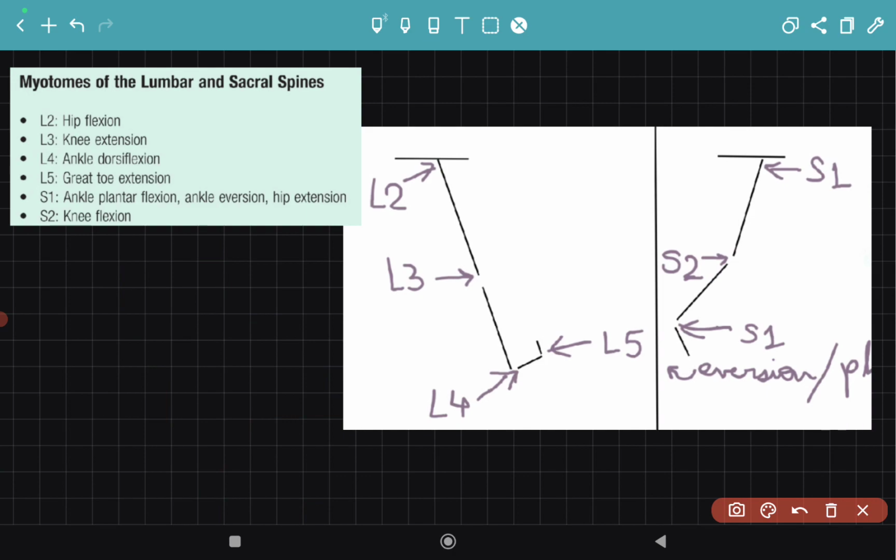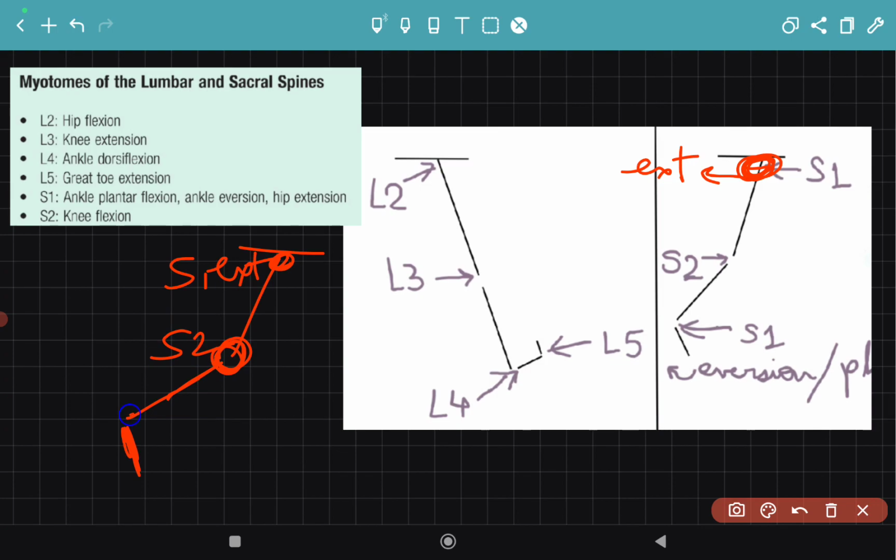So S1, at the hip, what is S1 responsible for? S1 myotome is for hip extension. We can see here hip extension can be seen. So it is this position. This position can be assumed to remember S1 and S2 myotomes. So the hip can be seen in extension, which is S1. Now the knee is flexed. It is for S2.